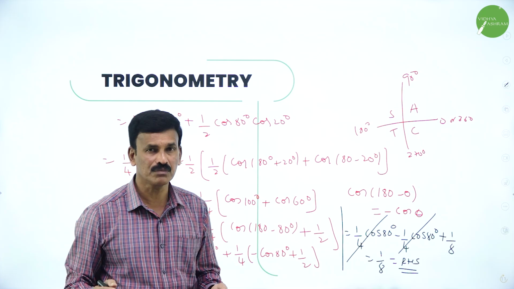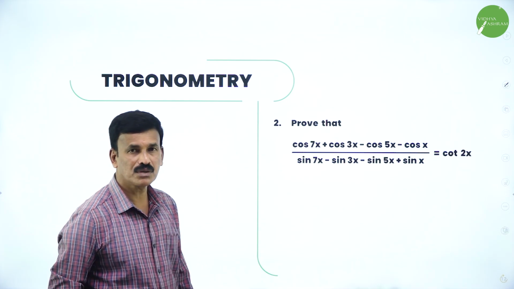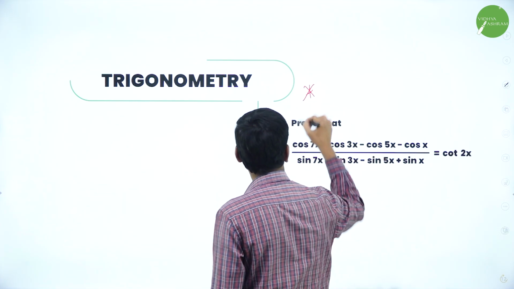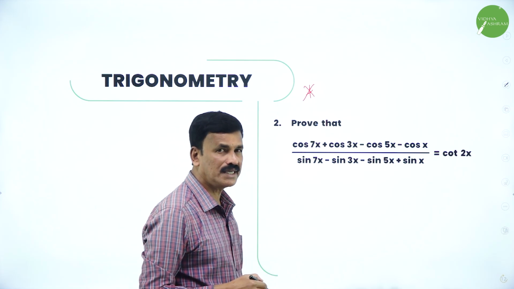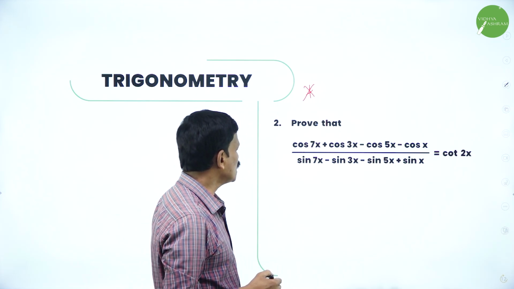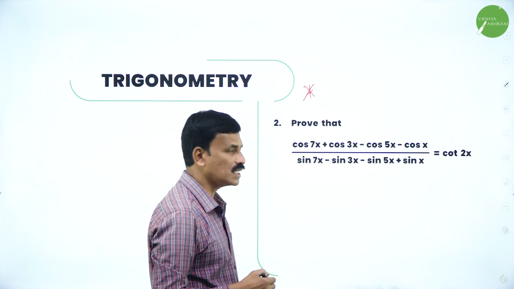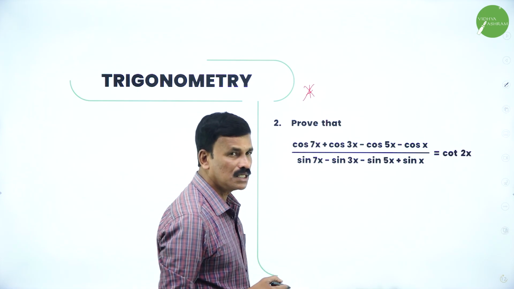Important problem for 5 marks. Now let us take one more 5 marks problem. Now, a very important problem. Prove that (cos 7x plus cos 3x minus cos 5x minus cos x) divided by (sin 7x minus sin 3x minus sin 5x plus sin x).